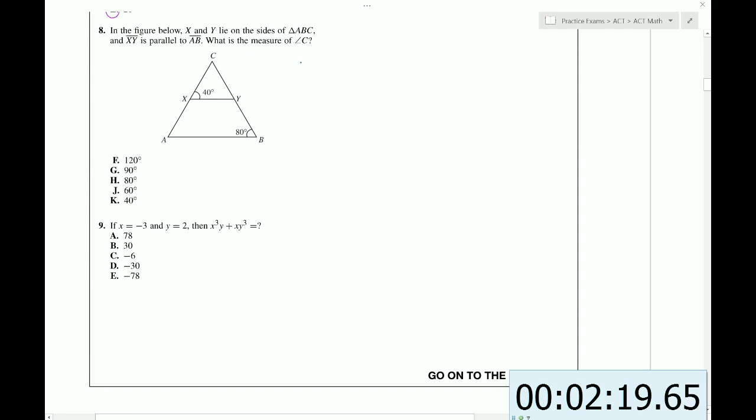What is the measure of angle C? Alright, so let's see here. Okay, these lines are parallel, so that means that these angles are going to be equal, because they're corresponding. If you have parallel lines cut by a transversal, they're corresponding angles. So anyway, angle C is 40 and 80 is 120. 180 minus that, right? 60 is left over for this.